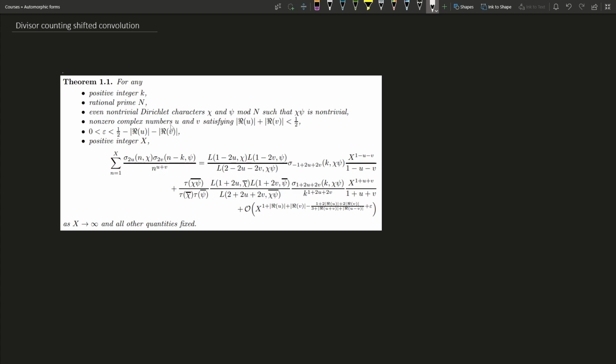And then, okay, with these assumptions, I get the following asymptotic, where here tau is the Gauss sum. And it looks asymmetric, but if k is coprime to n, then you can use the functional equation for the sum of divisors function and make these two terms look the same. Well, the same up to u goes to minus u, v goes to minus v, and putting a conjugate over these things.